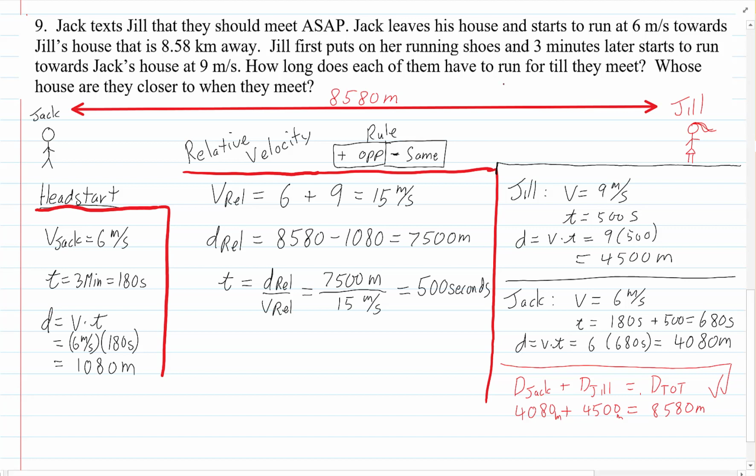And then, whose house are they closer to? Well, Jack hasn't run very far before they met. He only ran 4 kilometers where she ran 4.5. So the answer for the second question: closer to Jack's house.